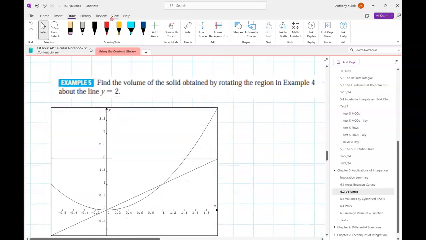So let's find then the volume obtained by this problem, the same solid, but this time we're going to be rotating about the line y equals 2. Okay, so this is the line we're going to be rotating about.